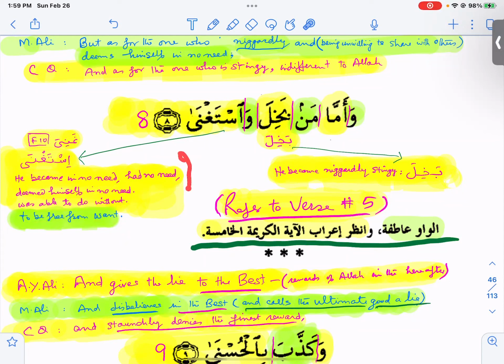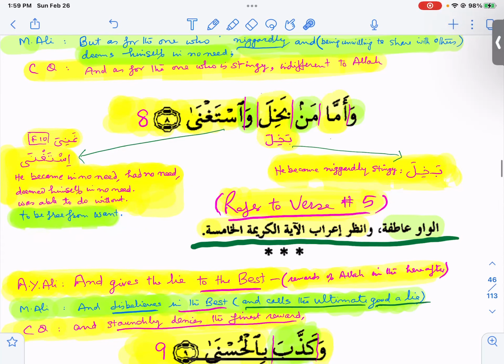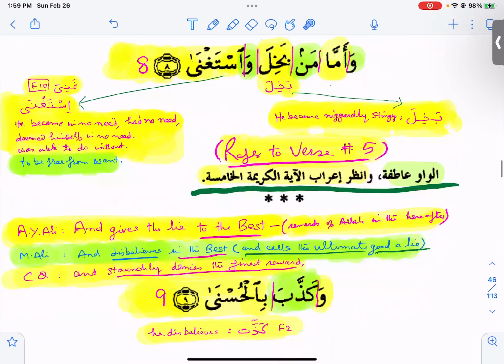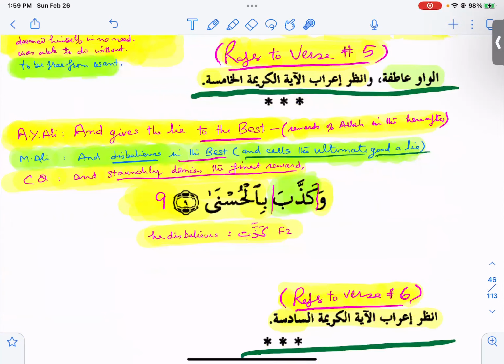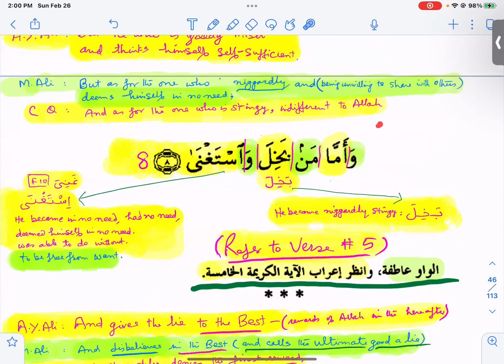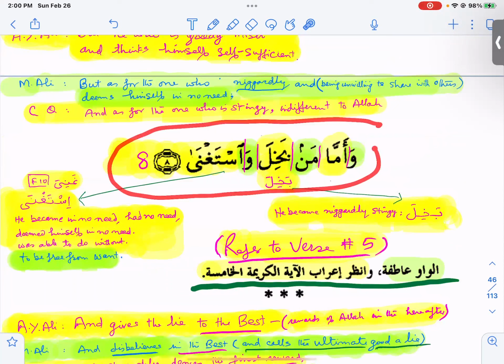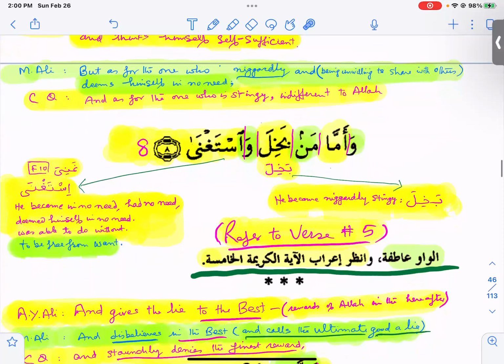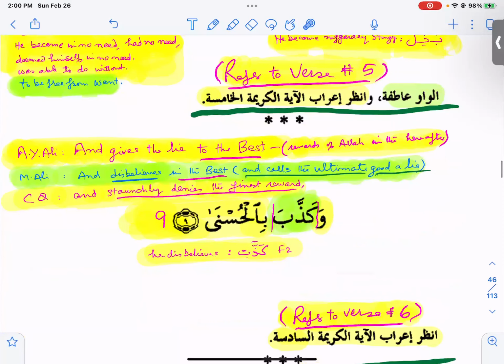Now all these qualities are for Allah subhanahu wa ta'ala, not for somebody who's a miser. He thinks he has no need for anything. He has got everything. He is free from want. This is all from here. So you will check them. As I said, you'll make an effort. Write down this verse number and then compare it with verse number 5, and try to fill in the blanks, inshallah. You will love it. And then, kadhdhaba bil husna.